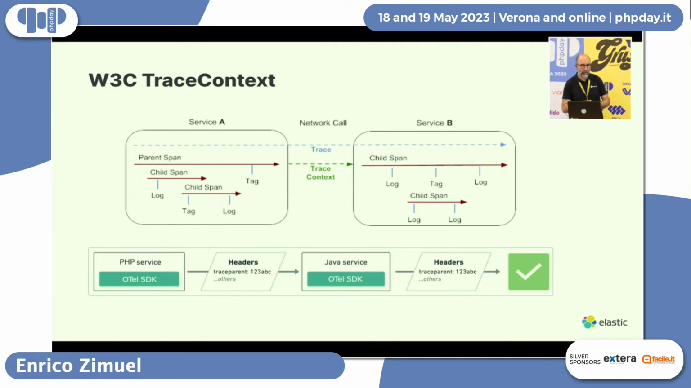The header, there are a lot of specifications, but the most important is the traceparent, that again is a header with a hexadecimal ID. That's it. If you pass this in all your services, you can basically collect the information. So you have a way to connect the dots.